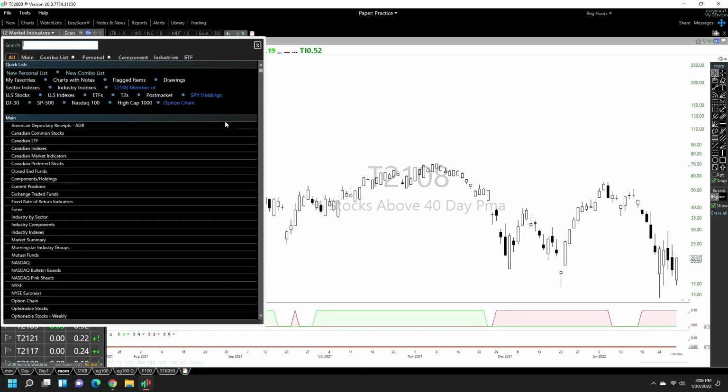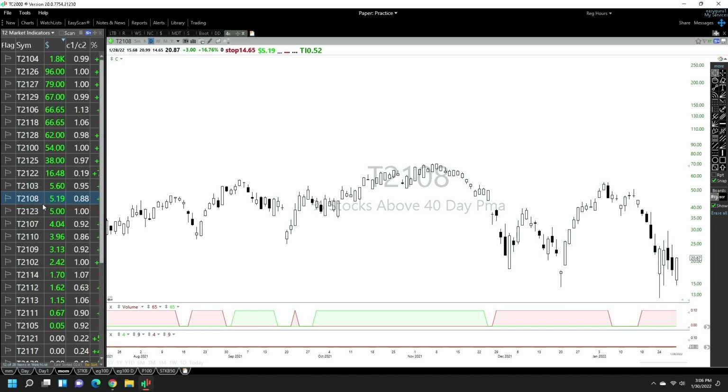So if you want to improve your market timing, keep T2108 in front of you and track it. It's especially good to track to find where there is a likelihood of a bounce or a bottom developing in the market. T2108 is in TC2000. You will find the T2 indicators when you go here under T2, and T2108 is part of that. There are other T2 indicators also, but T2108 is the most useful out of all the indicators which are here.